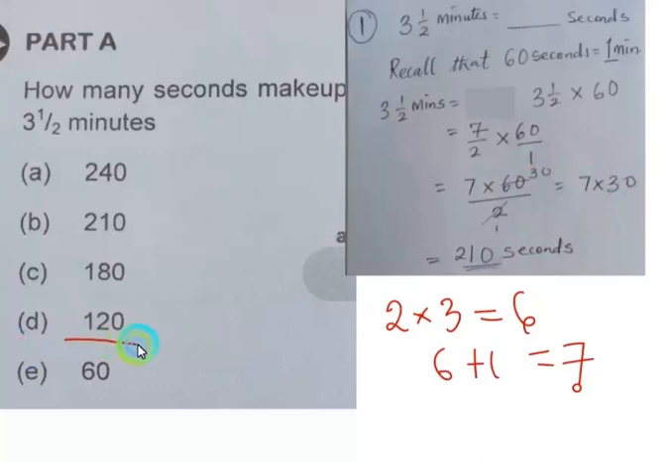So that's option D, which is 200. Oh, sorry. That's option B, which is 210 seconds, right? So you can see it is easy to understand this, and if you have any issue, just let me know so that I'll explain further.